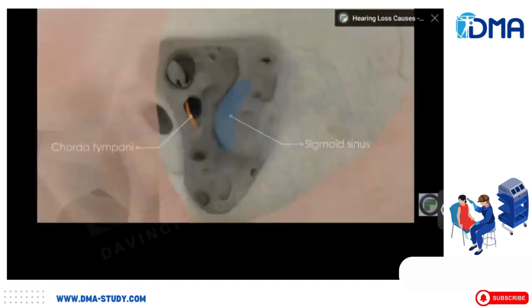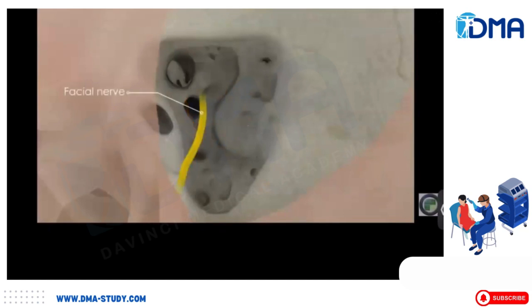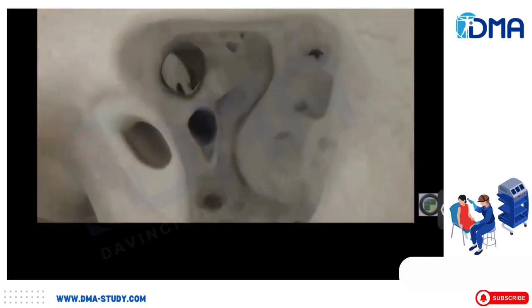Drilling through the honeycomb partitions of the mastoid, I'm identifying the chorda tympani nerve, which supplies the sense of taste, the facial nerve, which is responsible for facial movements, and the short process of incus. So between all these structures, I'm having a recess called the facial recess.